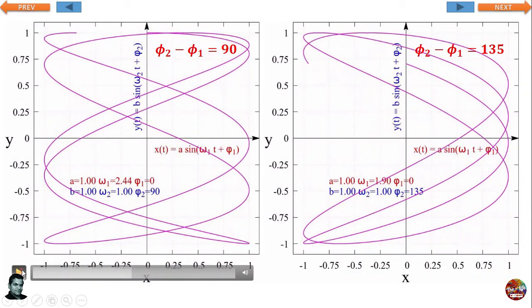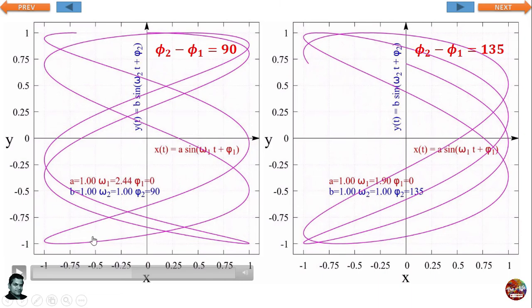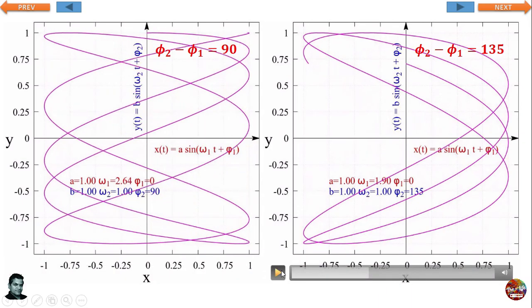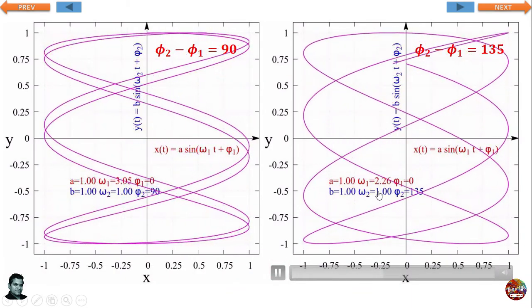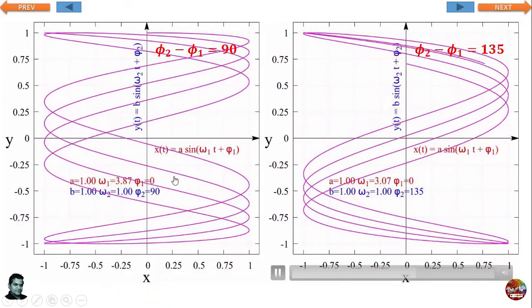For example, these are some Lissajous figures. So in this case it's 1.9 and 1. So this is the Lissajous figure. This figure starts from here and then continuously moves, and this is where it ends. And similarly in this case, as the frequencies are changing, the Lissajous figure is also changing.